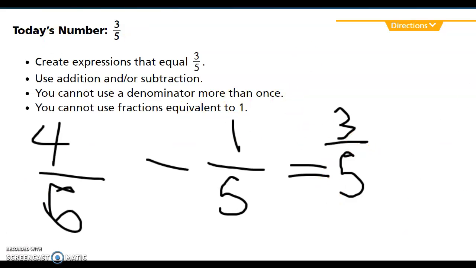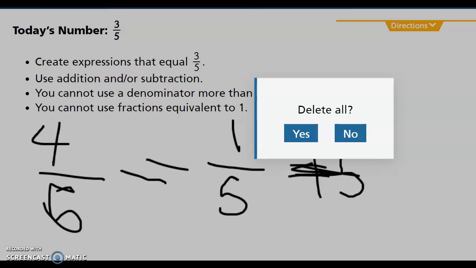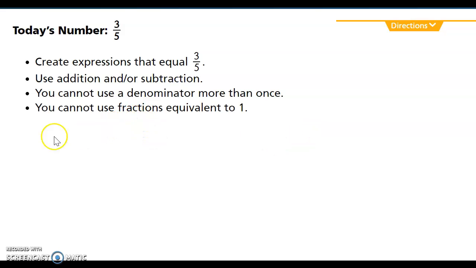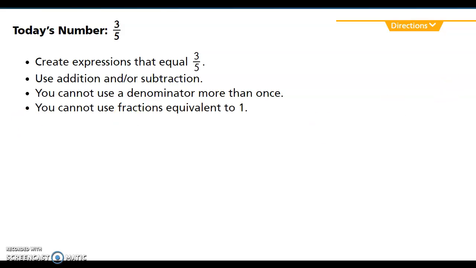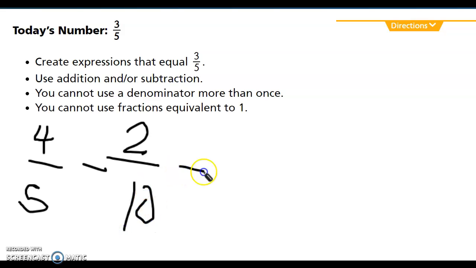I could use the inverse operation and say 3/5 plus 1/5 equals 4/5. A little plus sign there. That would also equal that. However, it was never stated that I had to use the same denominator. So another way to make 3/5, whoops, I need my pen back, could be 4/5 minus 2/10, which also equals 3/5.